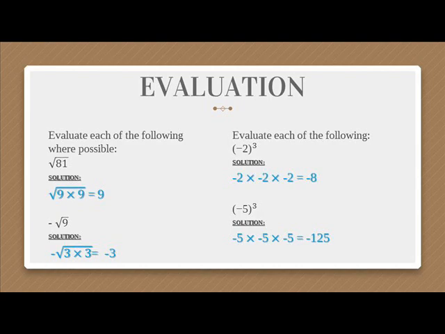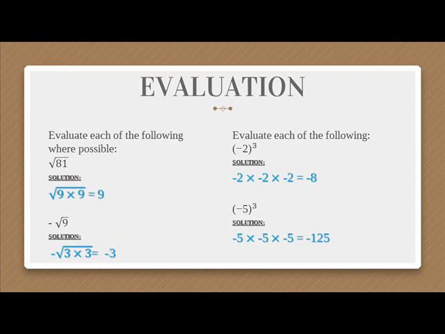Evaluate each of the following. The first question is minus 2 to the power 3. Well, minus 2 is the base number and 3 is the index. The index indicates how many times we have to multiply the base number. As the index is 3, we'll multiply minus 2 three times. As we have an odd number of negatives, it means that our answer will be negative.